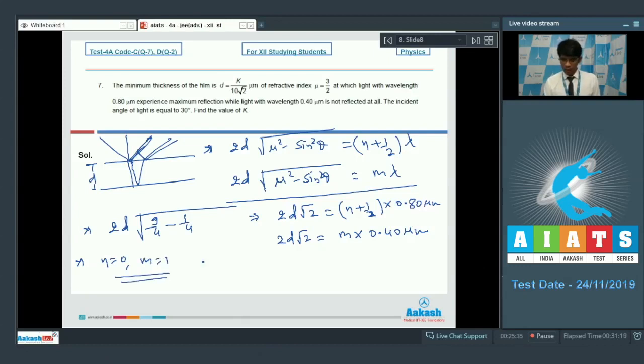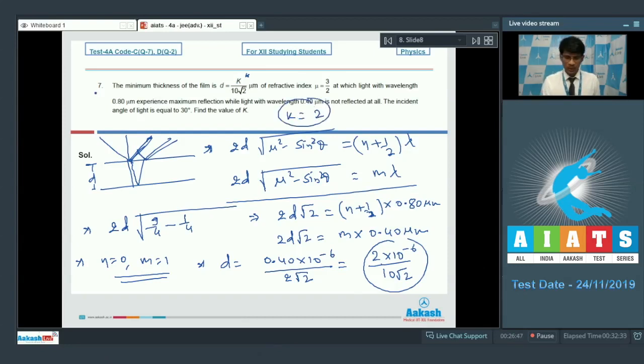Clearly? Fine. So now, putting the value of n is equal to 0 or m is equal to 1 here, I will have d to be equal to 0.40 into 10 to the minus 6 divided by 2 root 2, or it is 2 into 10 to the minus 6 divided by 10 root 2. Just compare this answer with the one that's been given here. So clearly in numerator, this portion k, that happens to be how much? It is 2. So I would say k is equal to 2. For question number 7, we are having the answer as 2.